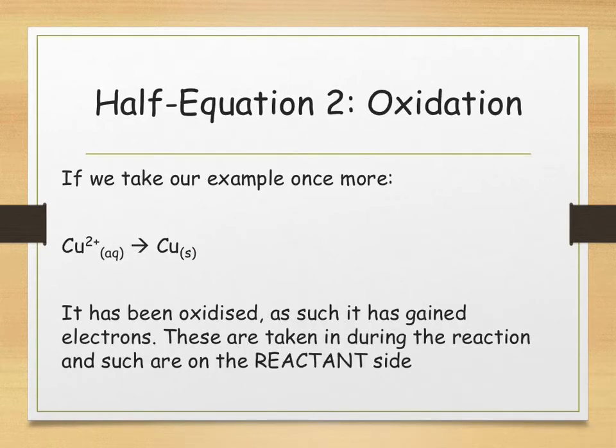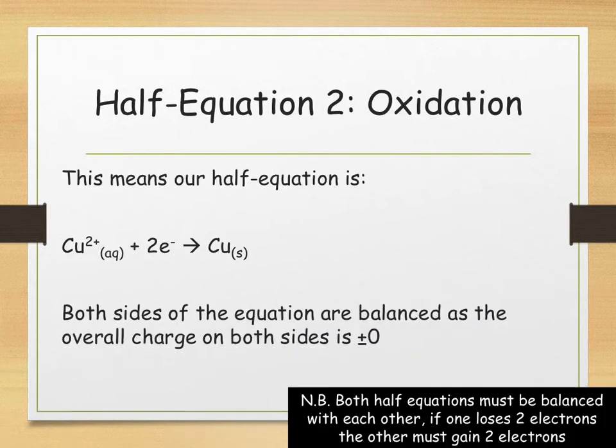So what about our copper? Well, we already know that this is an oxidation reaction, as the copper is gaining electrons. As the copper has been oxidized, we know it's taking in electrons. This means that the electrons are put on the reactant side as they are being added to the copper 2+ ion. This means our half equation is Cu2+, our aqueous ion, plus our 2 electrons, forming our copper solid atom.